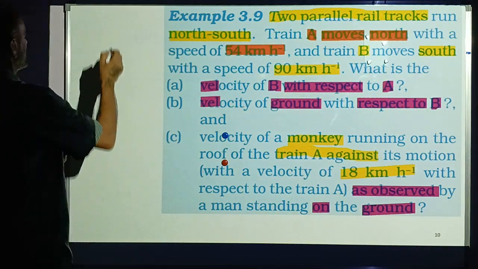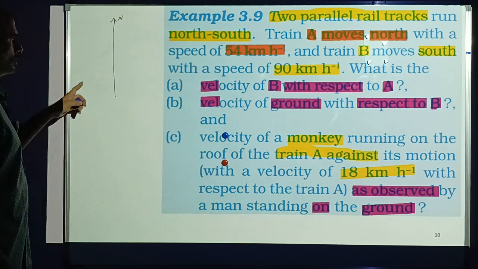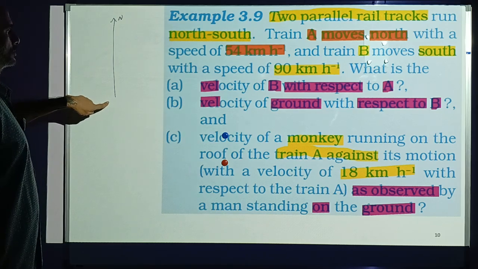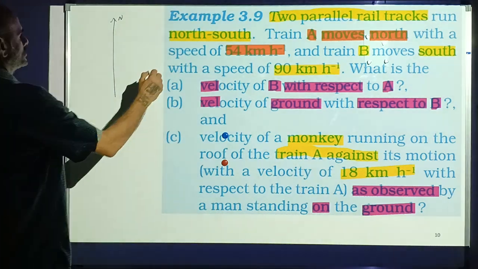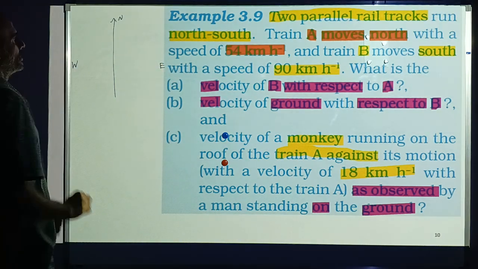So north-south direction is the vertical direction. This is north. You can imagine the India map. Kashmir is on the top, Kanyakumari is on the bottom. So this is north-south. So this will be east, West Bengal, and here there is Mumbai. So that is west.